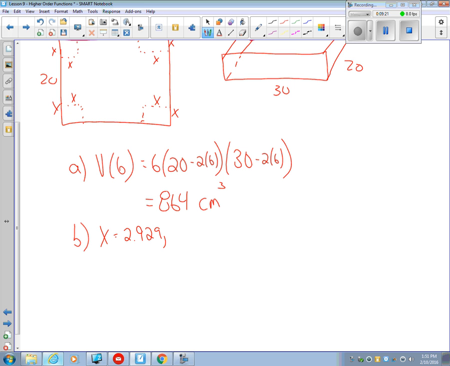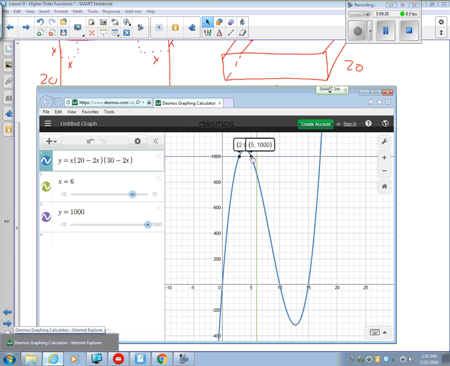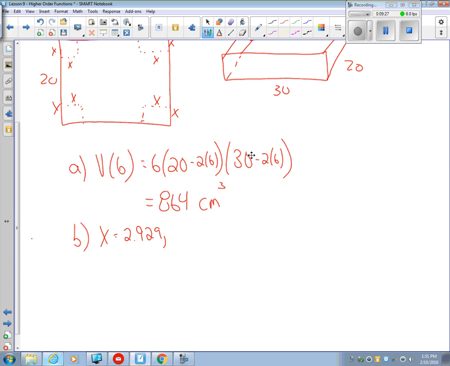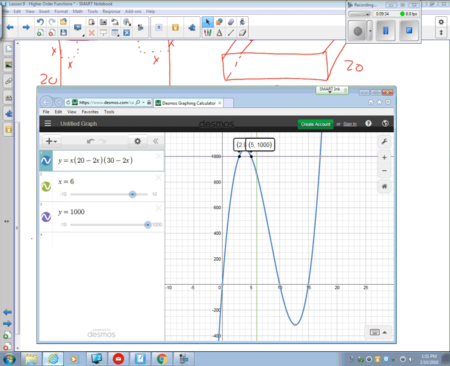X could also equal, if I go to the next one, this one here, 5. X is equal to 5. If I go to the third one, way over here on the right-hand side, I get 17.071.